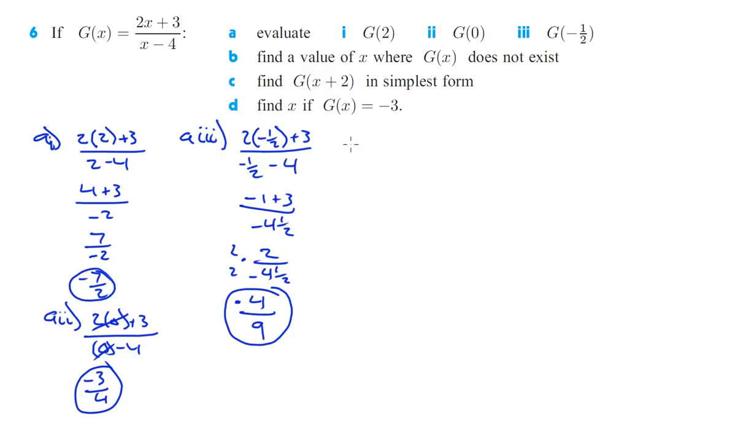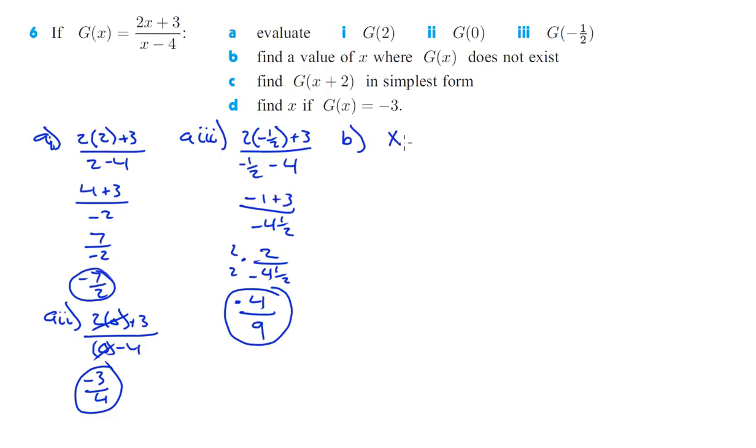B, find a value of x where g of x does not exist. So what they're saying is find some x where this function doesn't work. Okay, so there's really only a couple rules that we have. One rule is you can't take the square root of a negative number, and our other rule is you can't divide by 0. So there's no roots in here, but look, there is division.